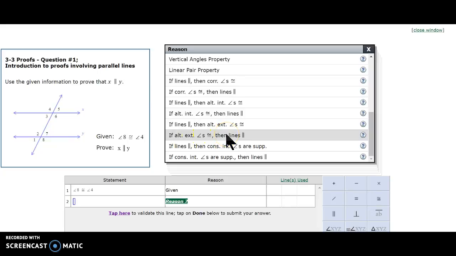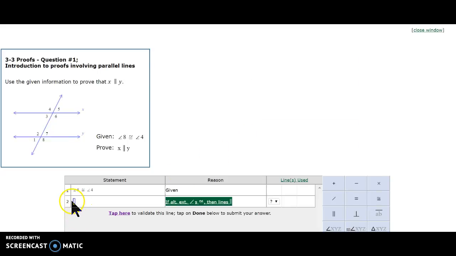And if that's true, then the lines are parallel, so I'm going to choose that. So in this case, because of this reason, the alternate exterior angles 8 and 4 are congruent, so the lines are parallel. Which lines are we talking about here? It will be line X and line Y, right? Line X and line Y. So I just have to type line X.